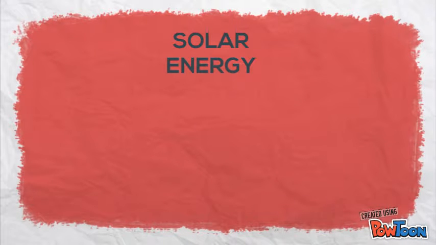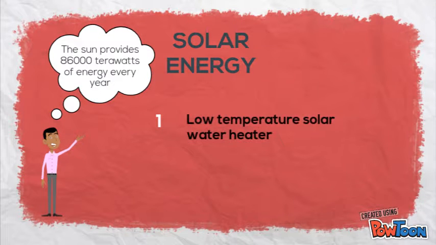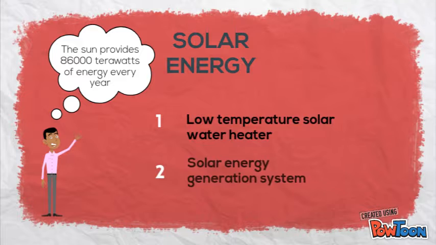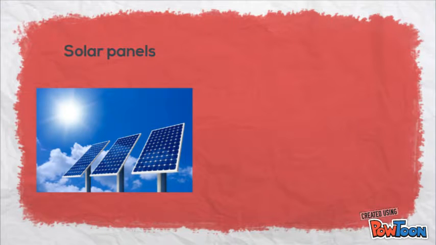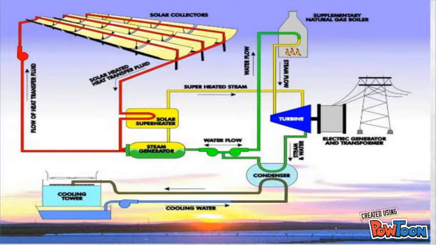Solar energy is one of the most important forms of renewable energy source that could be used today. The sun is able to provide 86,000 terawatts of energy every year. Solar technology is mainly classified into two types: low-temperature solar water heater and solar energy generation system. Solar panels, known as photovoltaic cells, are made of semiconductor material. When sunlight hits the cells, the electrons are excited and they flow through the cell to generate electricity. On the other hand, solar thermal plants employ techniques to concentrate the sun's energy and use the heat to drive steam turbines that generate electricity.